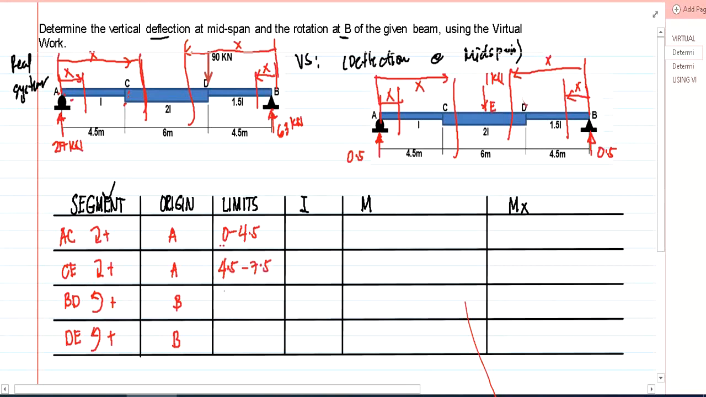Okay? BD, from 0, yun yung origin ko, BD to 4.5. Yung distances natin, yung limits natin. And for the DE, that is 4.5 to 7.5. Okay? So, yan yung mga limits natin. And for our I, huwag nating kalimutan yung I because there are changes in I in our beam. Okay? So, for segment AC, 1I lang. CE, we have 2I. BD, we have 1.5I. This is given in the problem. And for DE, we have 2I.